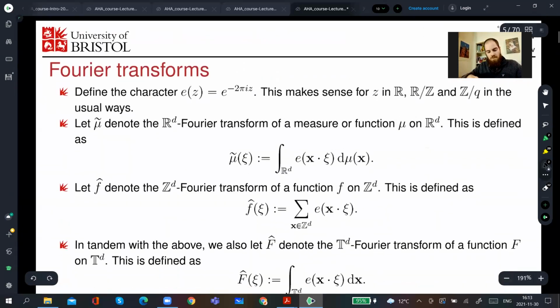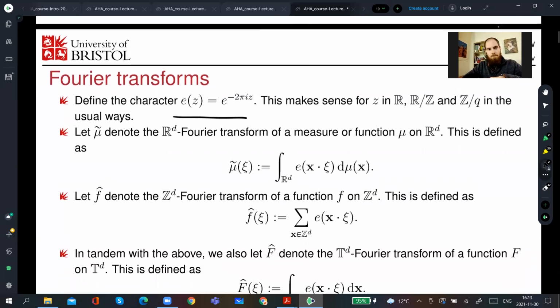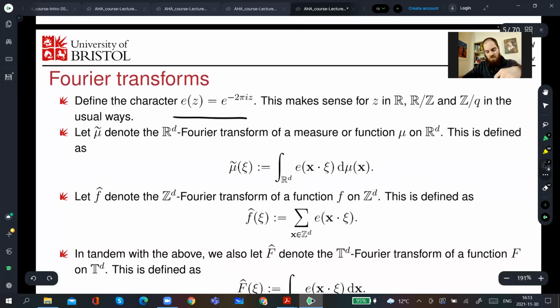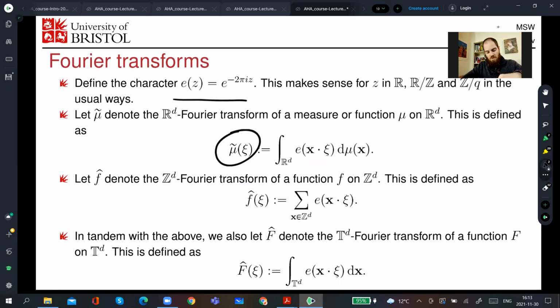And so our main approach is to use Fourier analysis, which means the circle method for us. And for that, we have a bunch of notations that I'll just briefly recall. I'll leave them up on the screen for a moment. We have our usual character defined over several rings. And then we have the continuous Fourier transform, the discrete Fourier transform, which goes from Z^d to the torus, and then the inverse Fourier transform for that, which goes from the torus back to Z^d.